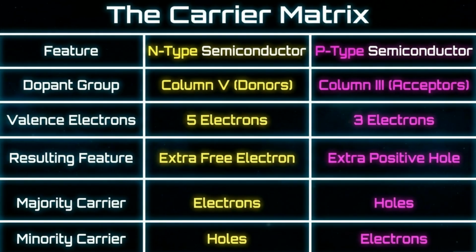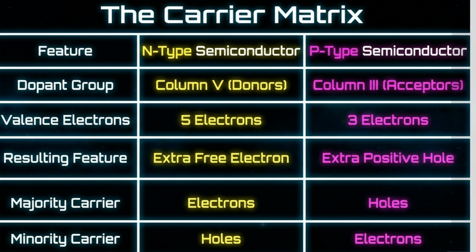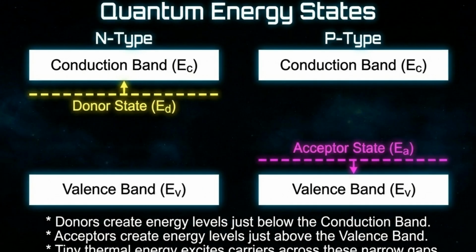This carrier matrix summarizes the differences. N-type uses column V donors with 5 valence electrons, resulting in electrons as majority carriers. P-type uses column 3 acceptors with 3 valence electrons, resulting in holes as majority carriers. In quantum energy states, donors create an energy level just below the conduction band, while acceptors create one just above the valence band. Tiny thermal energy excites carriers across these narrow gaps.